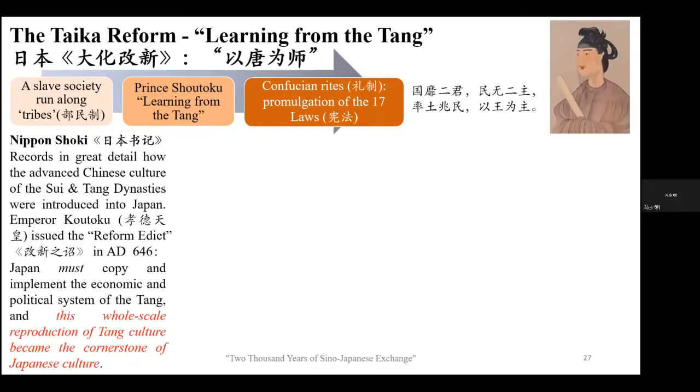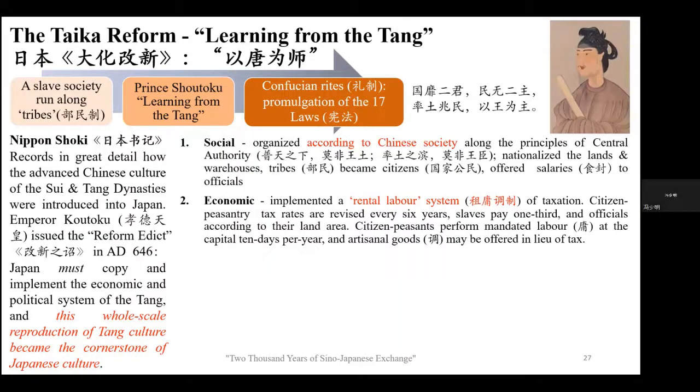So what was it that he tried to introduce to Japan? We have the records of the Nippon Shoki, which records in great detail how the advanced Chinese culture of the Sui and Tang dynasties was introduced into Japan. And in this reform edict, he says Japan must copy China and Tang dynasty. And this whole-scale reproduction of Tang culture became the cornerstone of the Japanese culture. And we see this in primarily 4 areas.